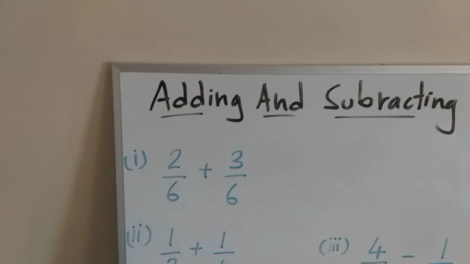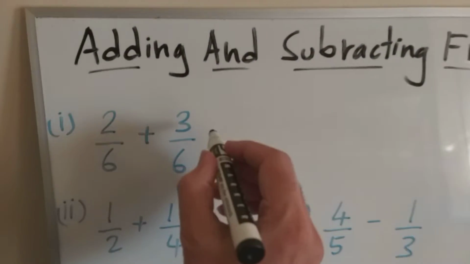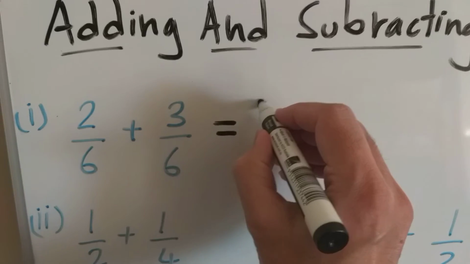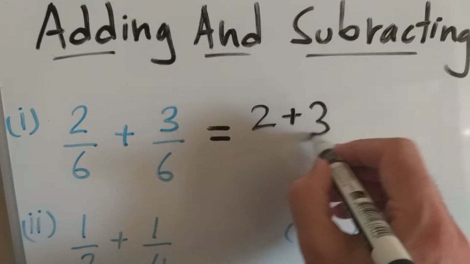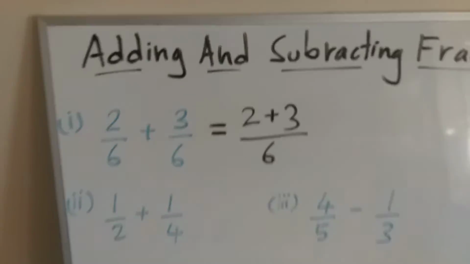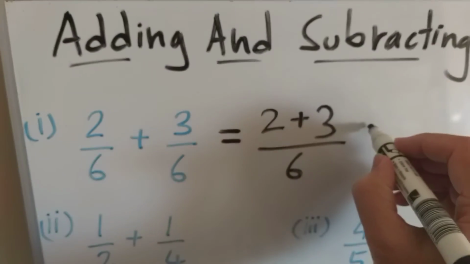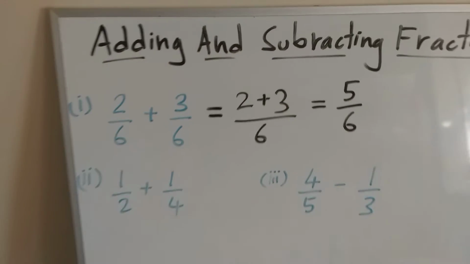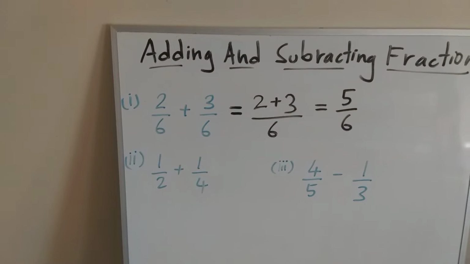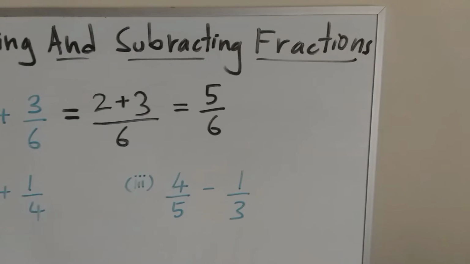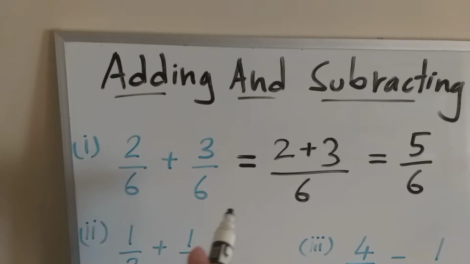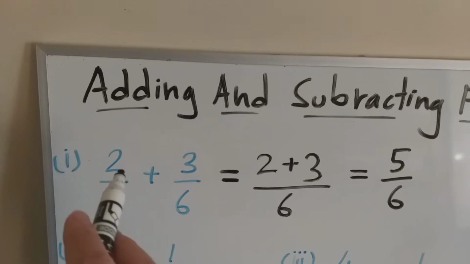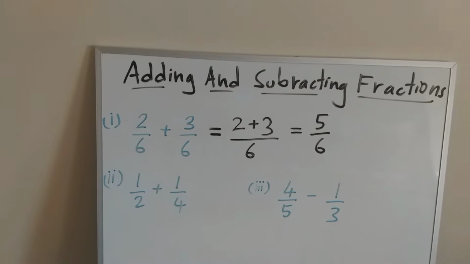So in the first one, 2/6 plus 3/6, it is very straightforward and simple. The answer is going to be, just add the numerators, 2 plus 3, and the denominator is going to be 6. So 2 plus 3 is equal to 5, and the denominator remains 6. So 2/6 plus 3/6 equals 5/6. So if the denominator is the same, you just add the numerators. Or if it is minus, then you just subtract the numerators.